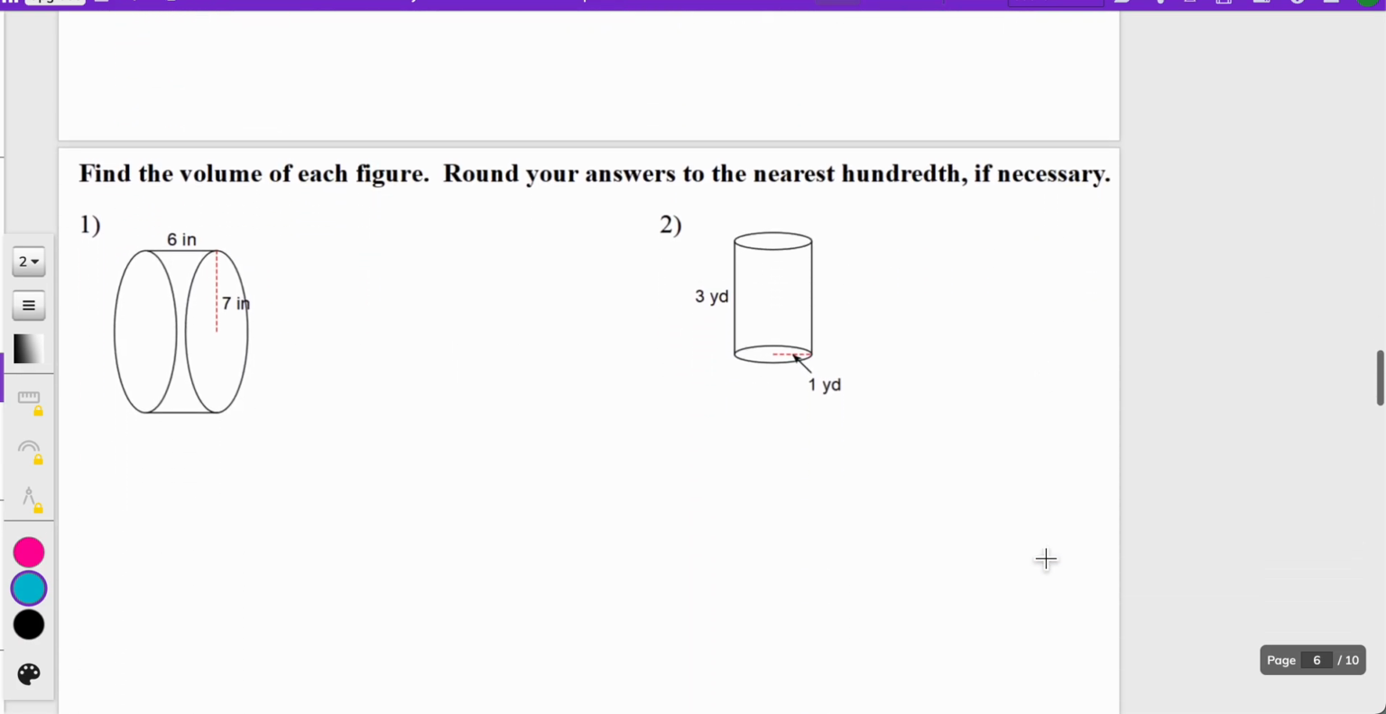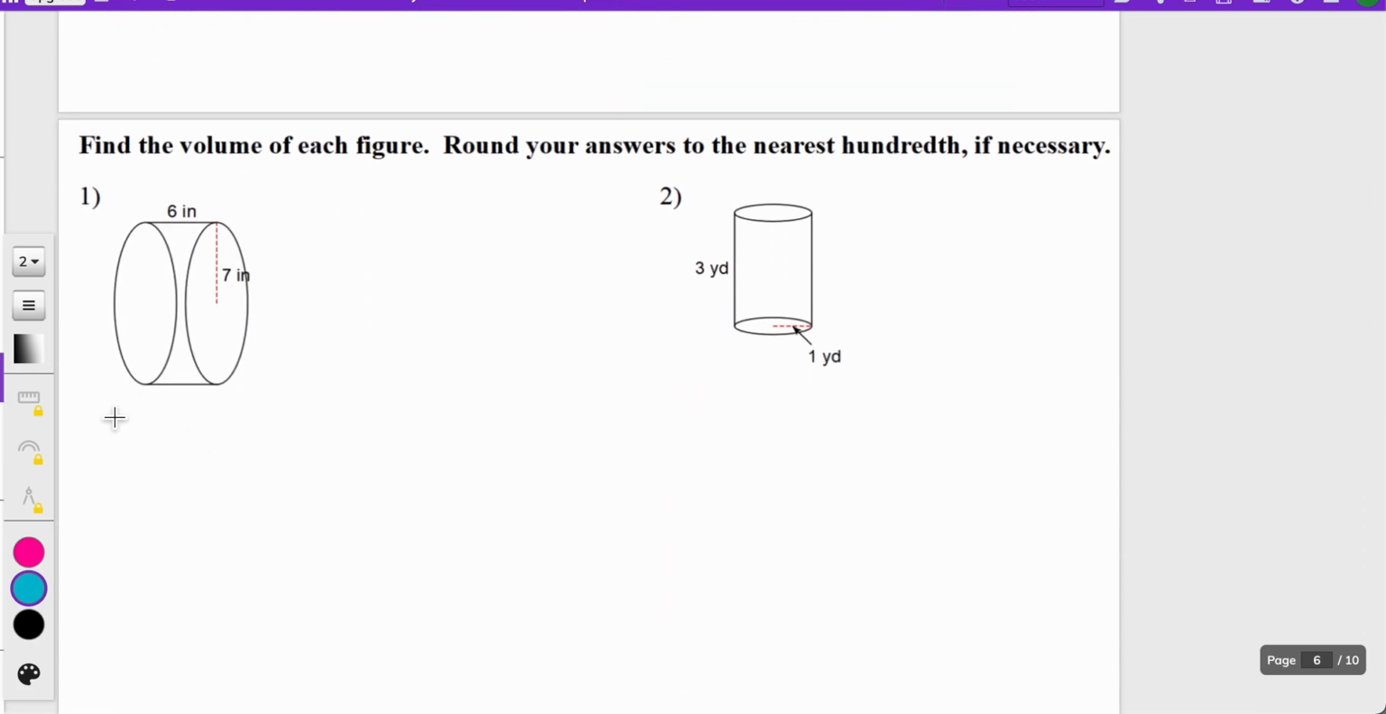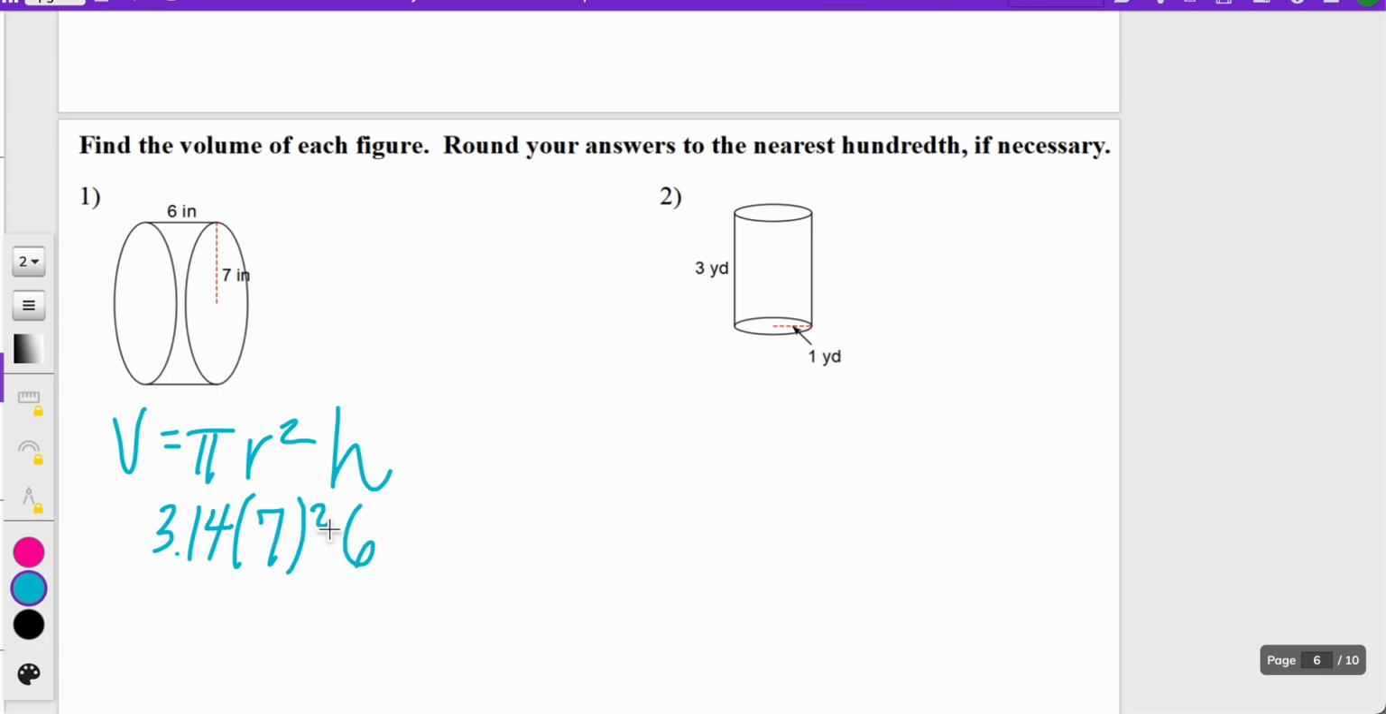Next, let's go ahead and find these. Again, I'm going to write down this volume formula as pi times radius squared times the height, or that's just the area of the base times the height. So I'd start with 3.14 times 7 squared times 6. 6 is the height because it's connecting one circle to the next. 7 squared is 49, so you could even do it as 3.14 times 49 and then times 6. We're going to round our answer to the nearest hundredth once we're done.